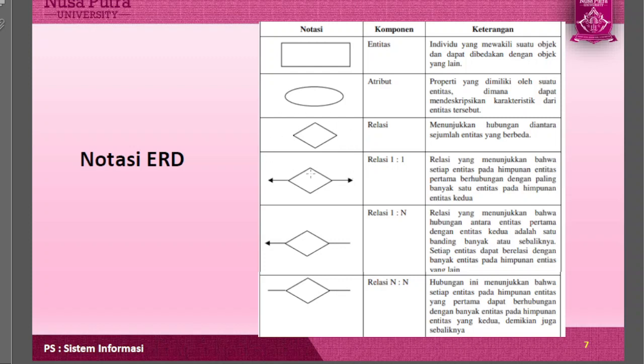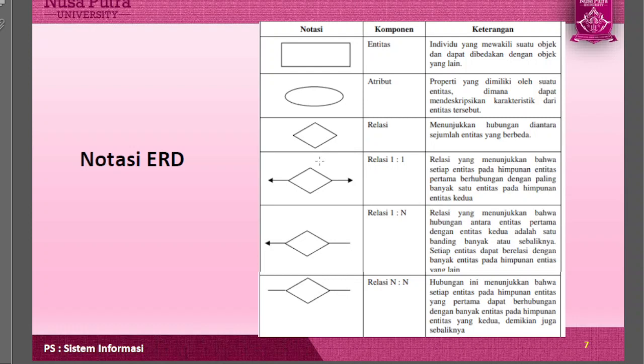So in the ERD, we have the diamond. The diamond means relation. The function of the relation is to connect one entity with other entities. Without the relation, it can't be connected. We don't know what the function is like that.